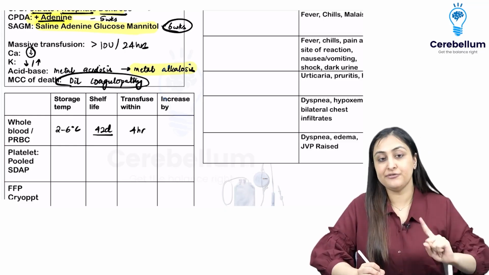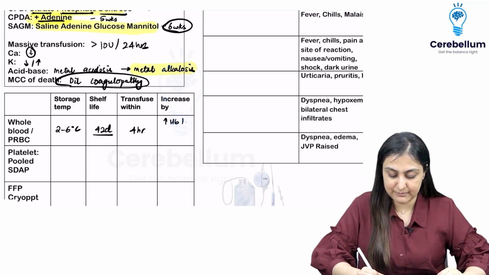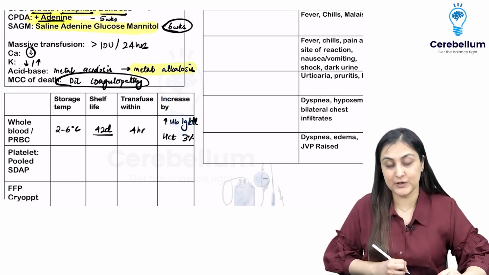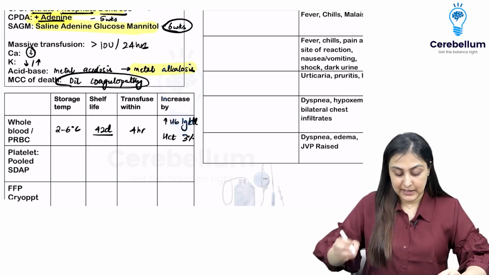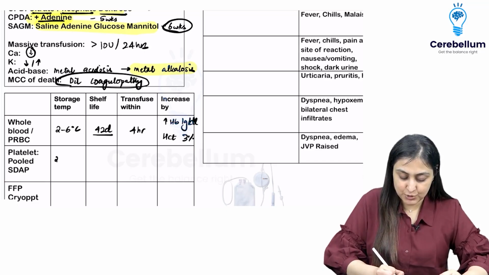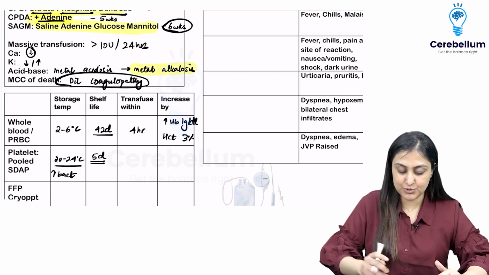1 unit of PRBC can increase the hemoglobin by 1 gram per dL or the hematocrit by 3%. Okay, so this is the increase. What about platelets? They could be pooled or single donor. They are frequently stored at room temperature of 20 to 24, and that's why there is high risk of bacterial contamination. The shelf life is 5 days if you use an agitator.